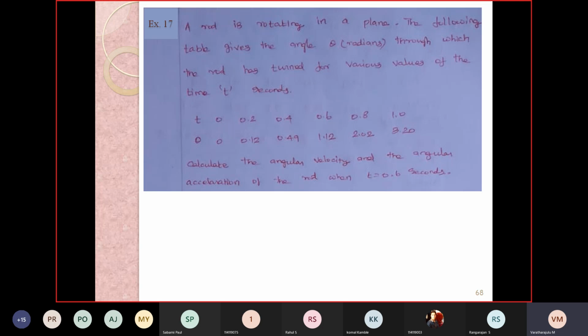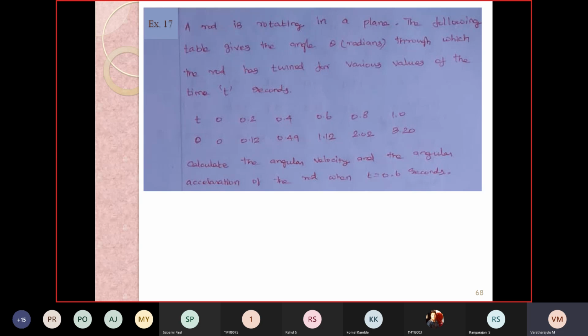Exercise number 17. A rod is rotating in a plane. The following table gives the angle in radians through which the rod has turned for various values of time t in seconds. At 0.2 seconds the angle is 0.12, at 0.4 it is 0.49, at 0.6 it is 1.12, at 0.8 it is 2.02, and at 1 second it is 3.20. Calculate the angular velocity and the angular acceleration.